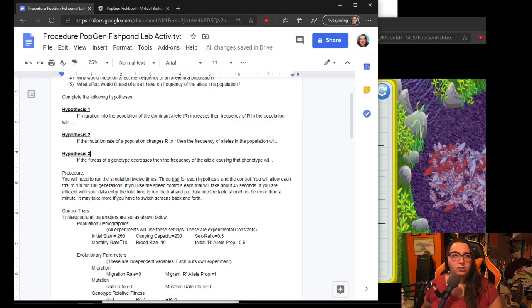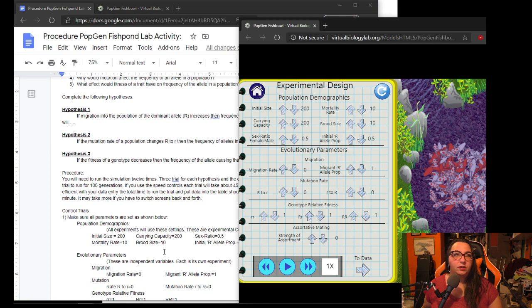So our initial size should be 200. It is. Carrying capacity 200, it is. Sex ratio, male to female, should be 0.5. That's 50%. Anytime you see ratio or proportion in decimals, we can easily change that to a percentage by moving our decimal 2 places to the right. So 0.5 is 50%. Mortality rate of 10, brood size of 10, meaning the same number of fish are being born every generation as are dying every generation. Okay, that should give us a nice stable population. Our initial dominant allele proportion should be 0.5, and this is 0.5.